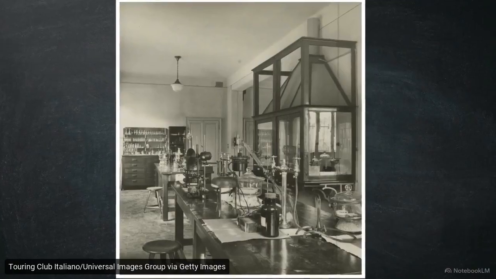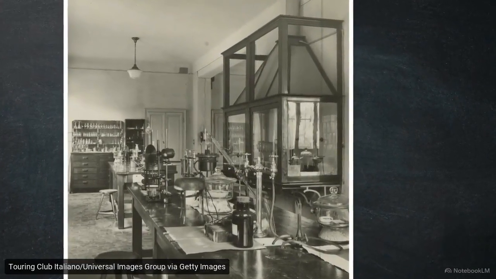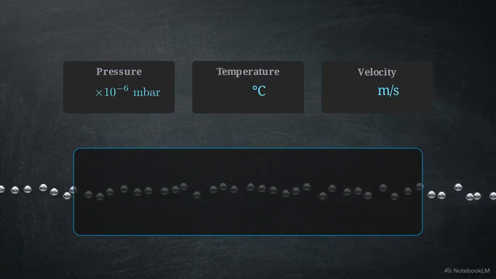Otto Stern and Walther Gerlach used this vacuum-sealed apparatus of glass and pumps to isolate an atomic beam, creating an environment where every physical variable could be strictly controlled.